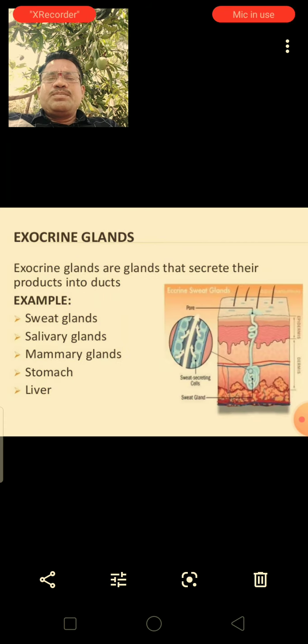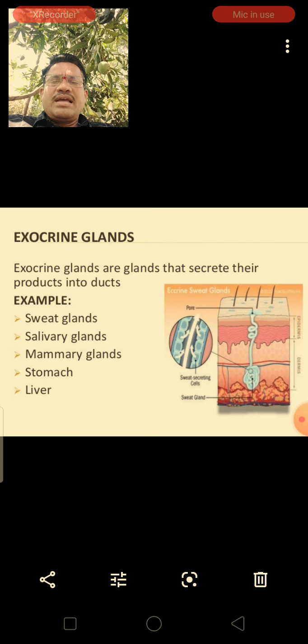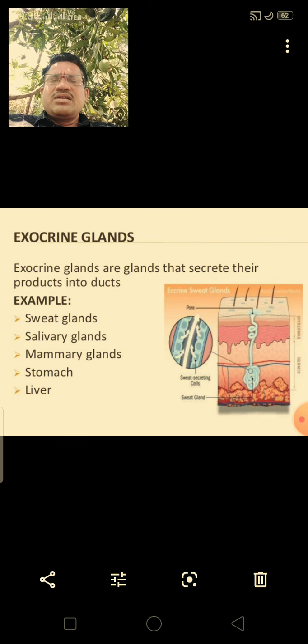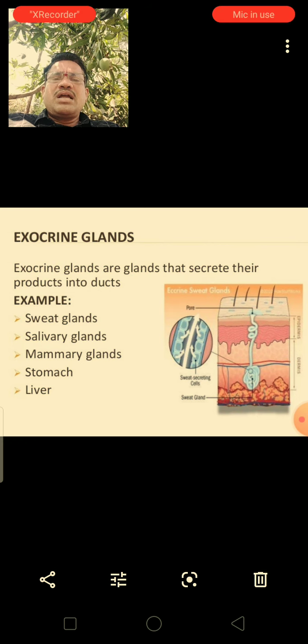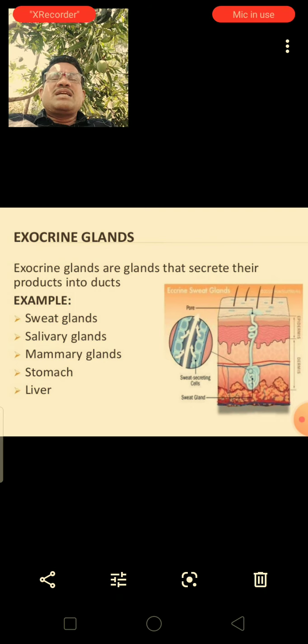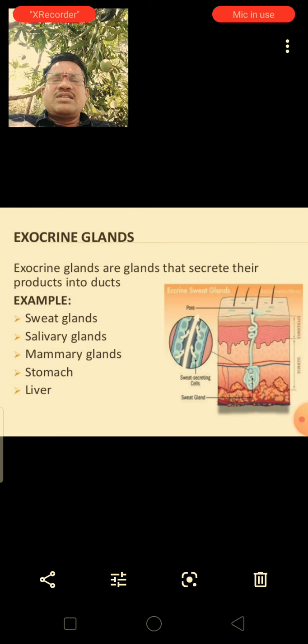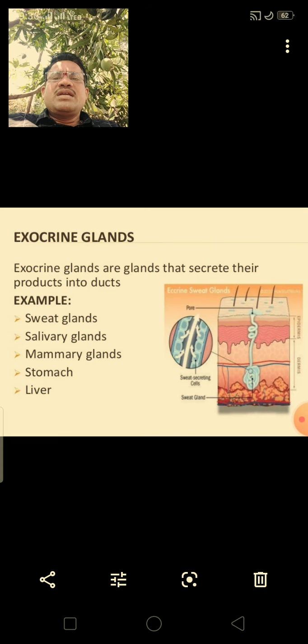So here exocrine glands are glands that secrete their products into ducts. Generally, examples of exocrine glands are sweat glands, salivary glands, mammary glands, stomach, and liver. Okay, so sweat glands are present on the body. Salivary glands are present in the buccal cavity. Generally, in mammals, four types of salivary glands are there, but in human beings, only three types of salivary glands are there.